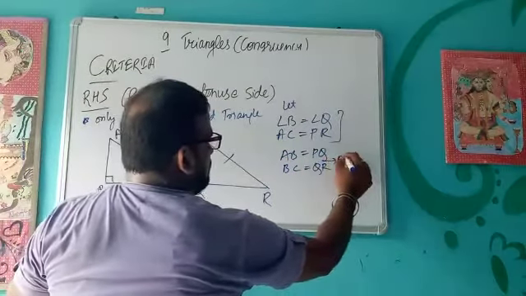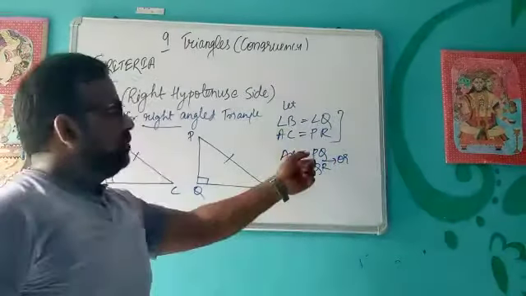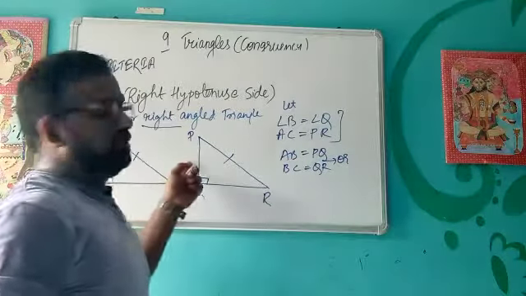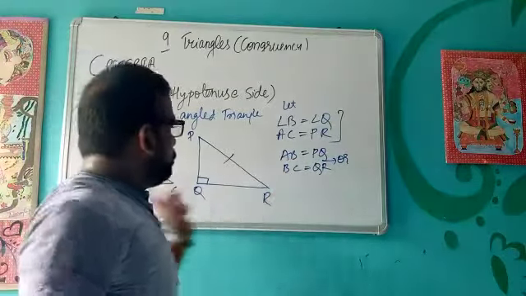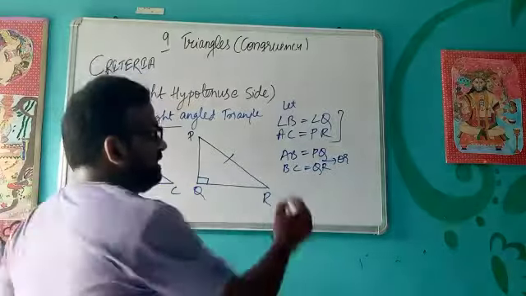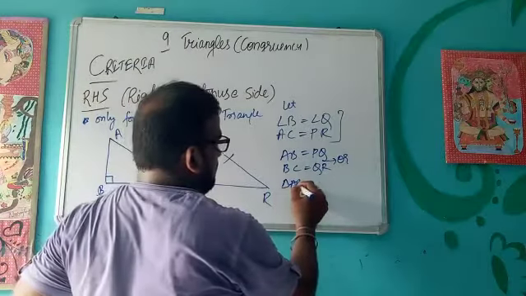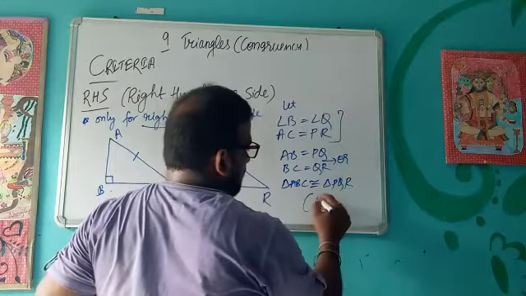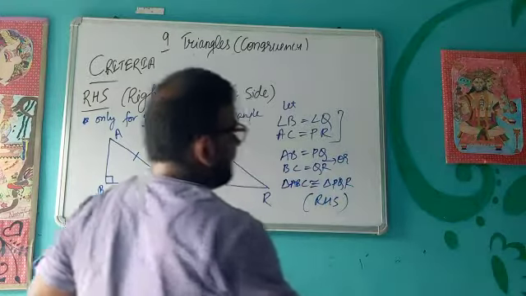So either of these pairs are equal to each other. Suppose AB equal to PQ is there or BC equal to QR is there, then we can say that triangle ABC is congruent to triangle PQR by RHS criteria. Understood?